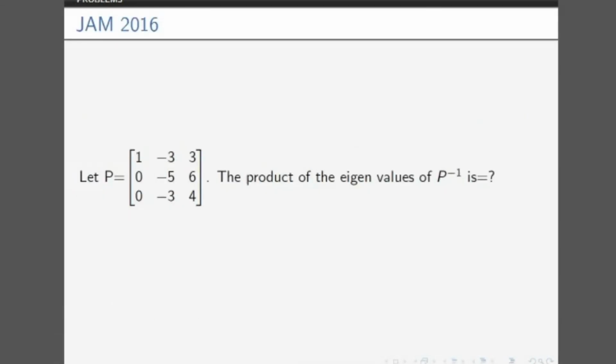This is the next question. That is P equals 1, minus 3, 3; 0, minus 5, 6; and 0, minus 3, 4. Then what is the product of eigenvalues of P inverse? That is the question. This is also a numerical answer type question. We don't have options. You'll have to compute it all on your own. So can we have the answer suggestions, please?